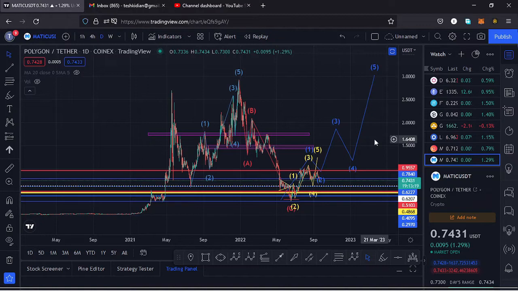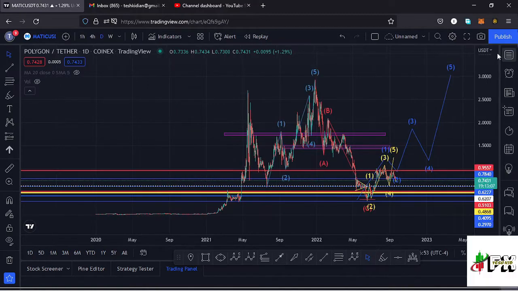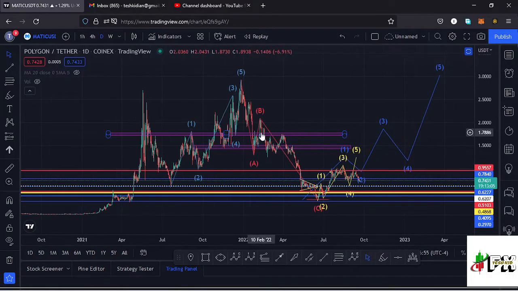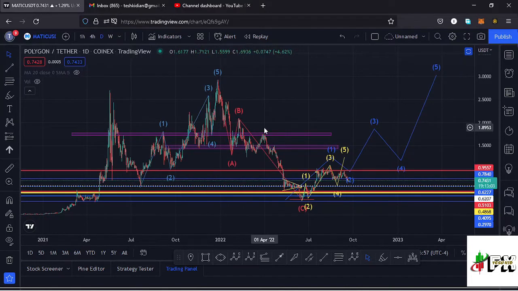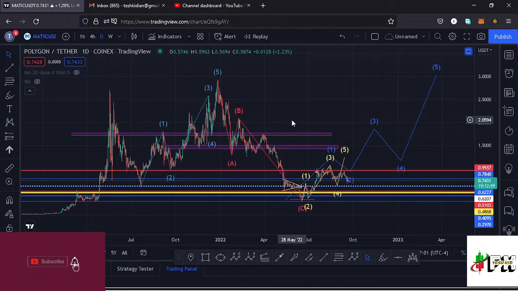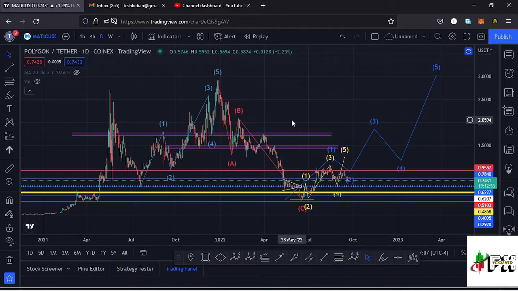Polygon Matic, whose current price stands at the $0.7431 mark, and here on TradingView the market is up by 1.29%. In this video I want to give you the key scenarios that I expect to play out, basing my analysis on the Elliot waves and the Fibonacci's, and also the key areas of support and resistances. So if you're interested in such content, make sure that you stick around till the end of the video, and I'll kickstart the video by giving a brief of what has been happening on this chart.